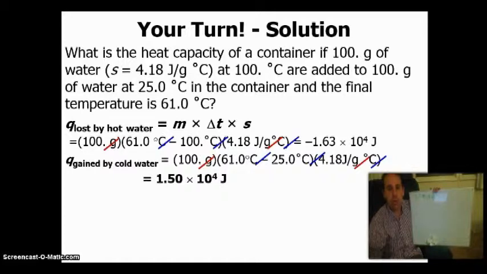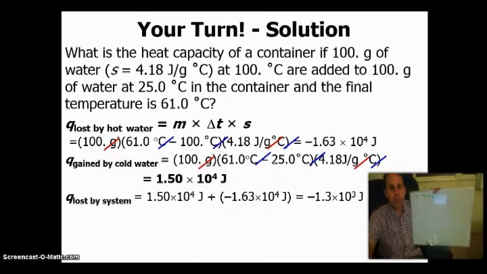Okay, so I can take the difference of those energies, and that will be 1.3 times 10 to the 3rd joules. That'll be the energy that the system consumed in the process of this mixture of two solutions. And I'm looking for C, heat capacity. Heat capacity has units of joules per degree Celsius.